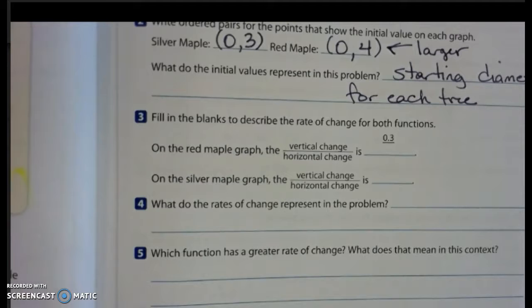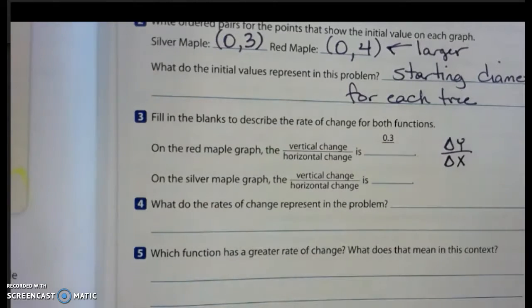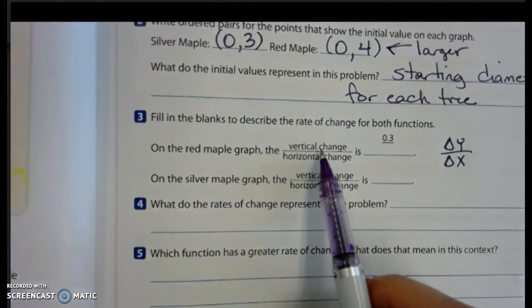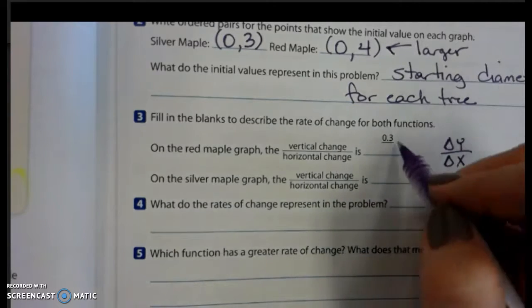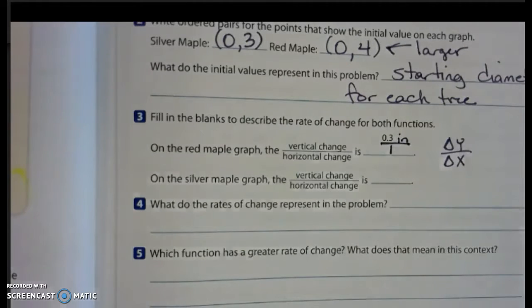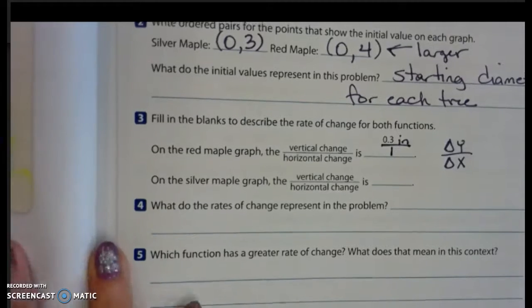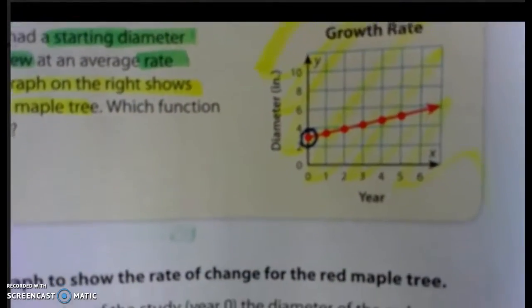Now, let's talk about rate of change. Fill in the blanks to describe the rate of change for both functions. Now, I told you guys about delta y over delta x. Our vertical change, how much it went up or down, it increased 0.3 inches for each year. So 0.3 over 1 was the rate of change for the red maple. Now, the silver maple, they did not give us the rate of change. We have to calculate that. So if I slide over here to my graph, I'm going to zoom in a little bit so it's a little bigger for you.